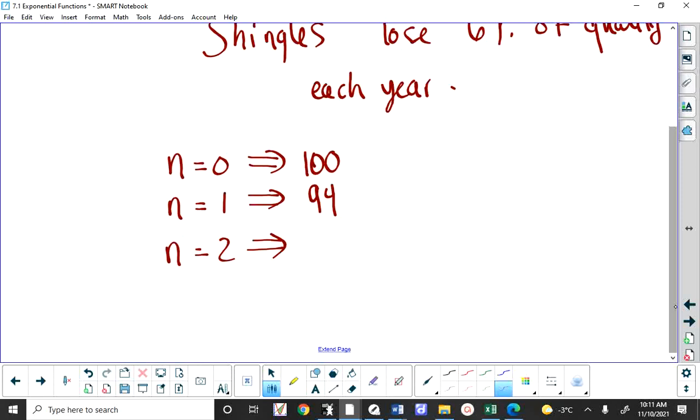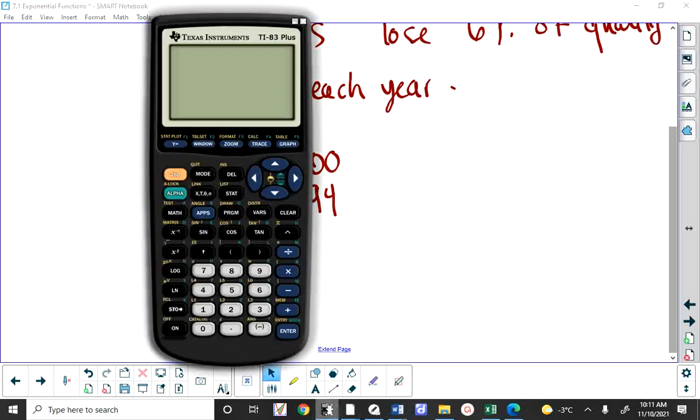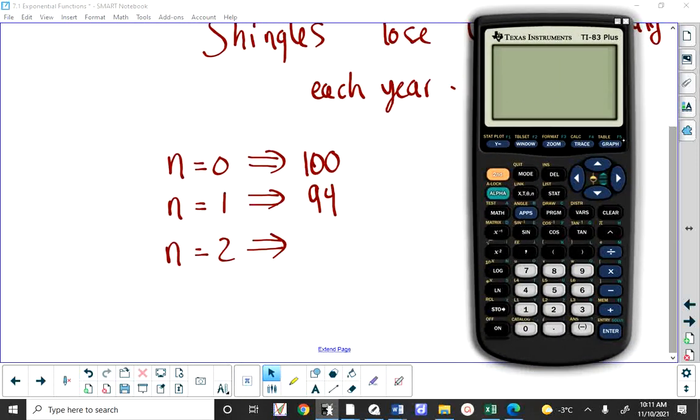And what most Math 20 students do, and what probably many of you will do, is you will take 94 times 0.06, which is 6% of 94. I hope you're shaking your head, because there's a lot quicker way to do it. And you get this, so now you go 94 minus that, and we get 88.36.